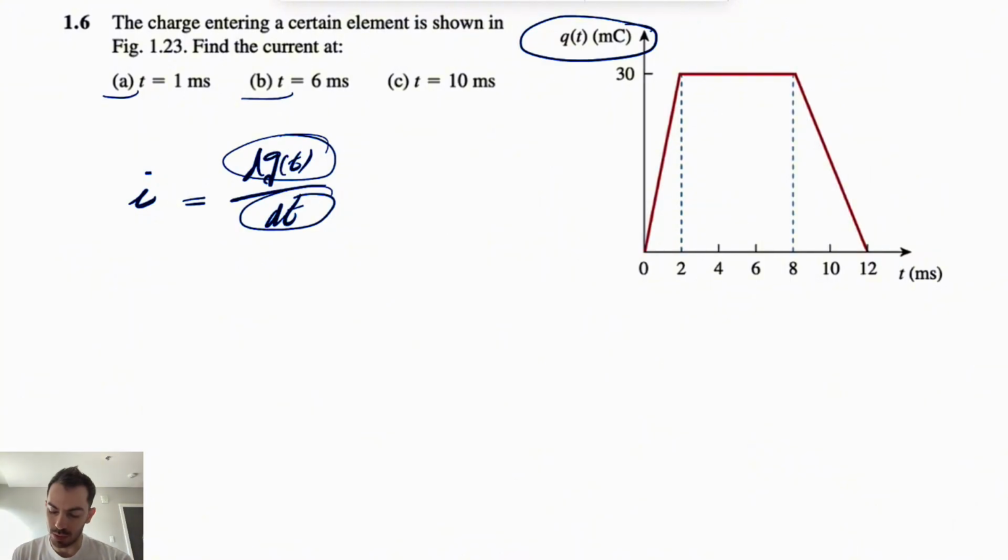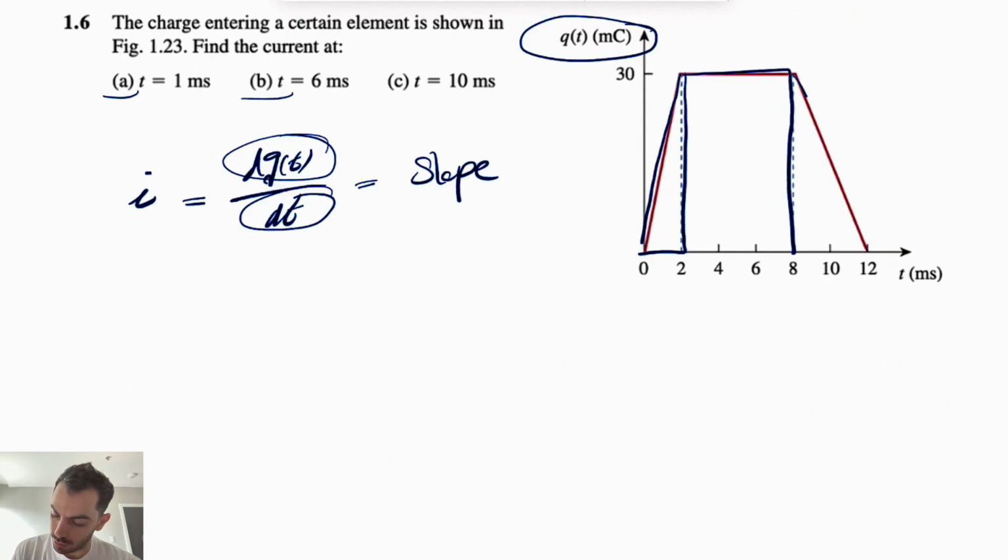And what this is going to give us is basically the slope of each of these 3 regions that we have in this graph. So we're going to have this part, which is a right triangle, we're going to have this part, and we're going to have this right triangle. If we look at our time points, we have 1 millisecond, which is here, we have 6, and we're going to have 10 here. So if we can figure out the slope in each of these 3 regions, we should be good to find the answer.